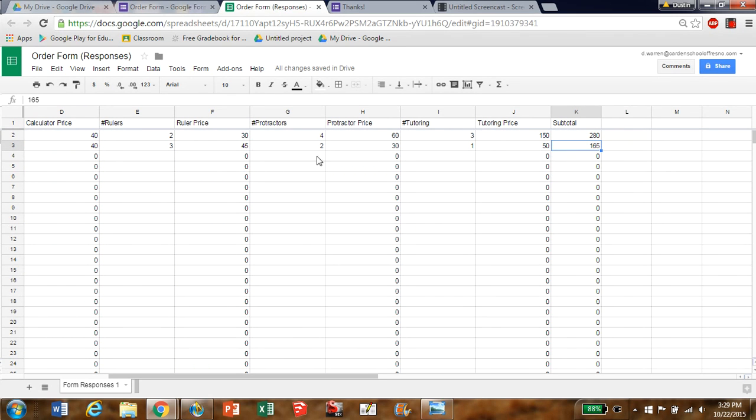So let's take a look here. This person bought 1 calculator, that's 40 points. 2 rulers, that's 30, so we're up to 70. 60 points of protractors, that's 130. And then 150 points in tutoring. So it adds all those things together and gives me 280. And this one, added those amounts here.